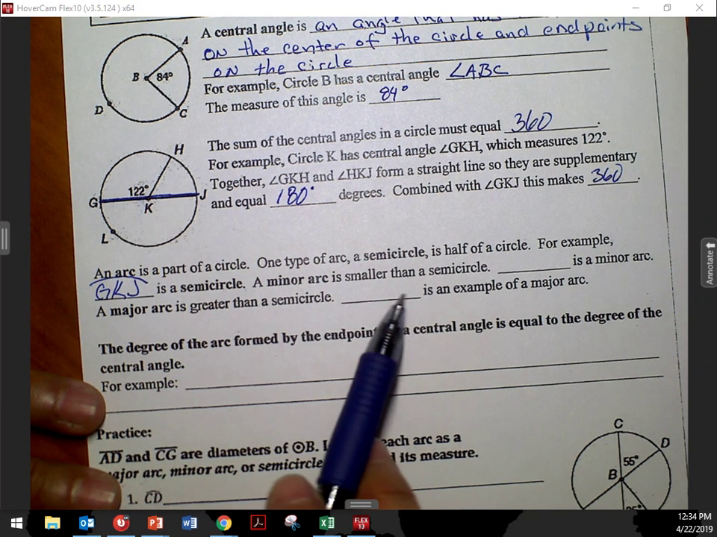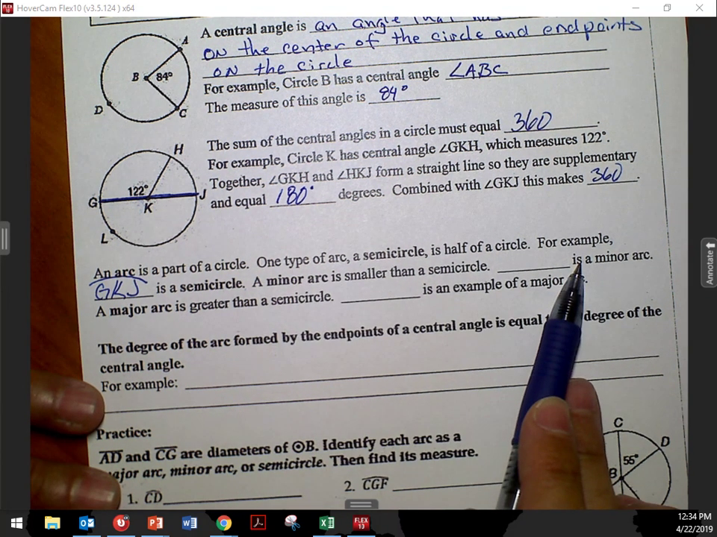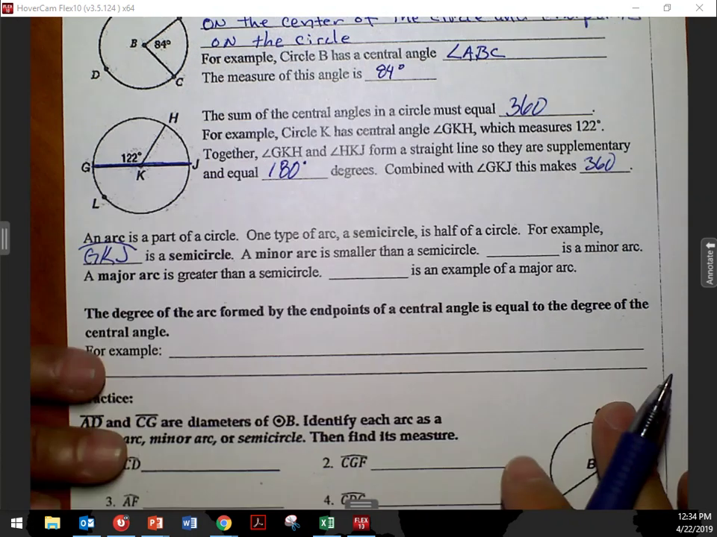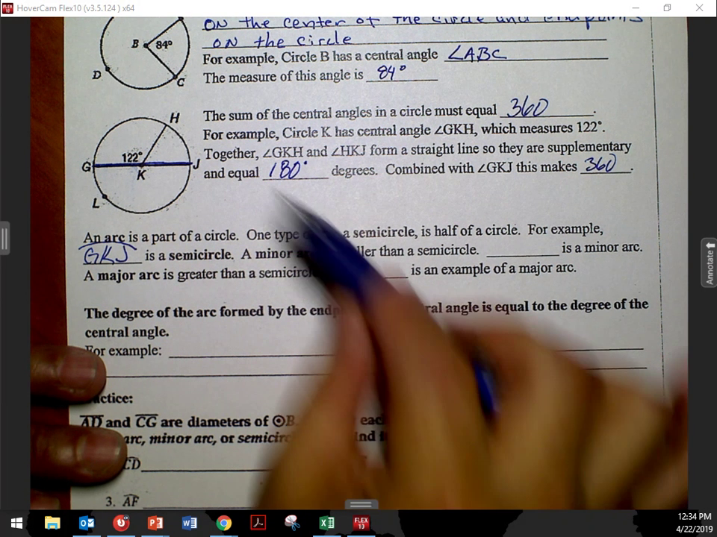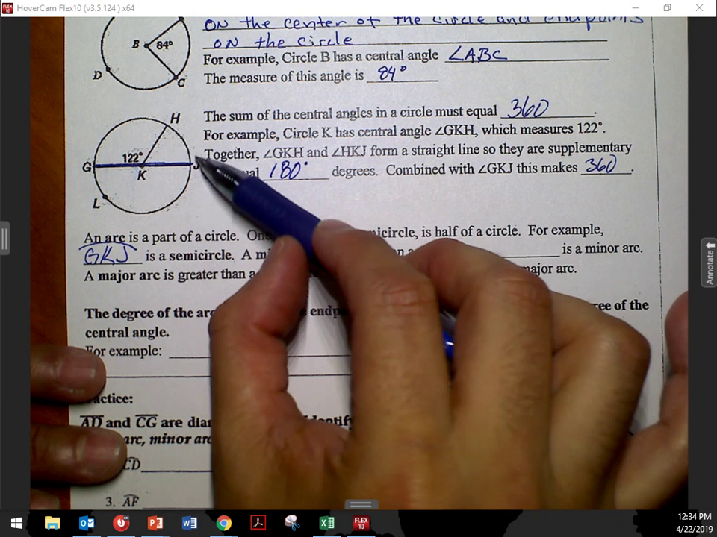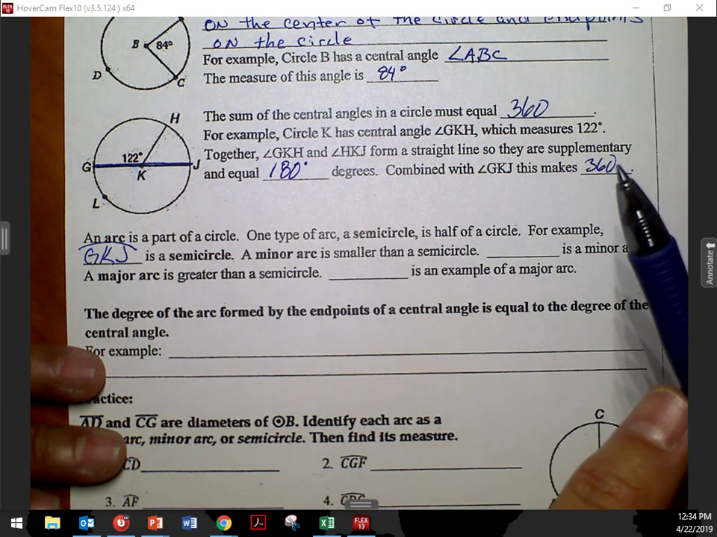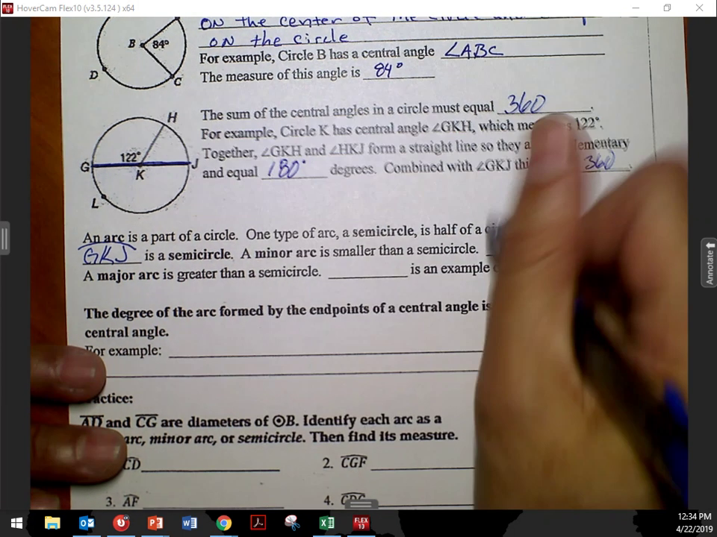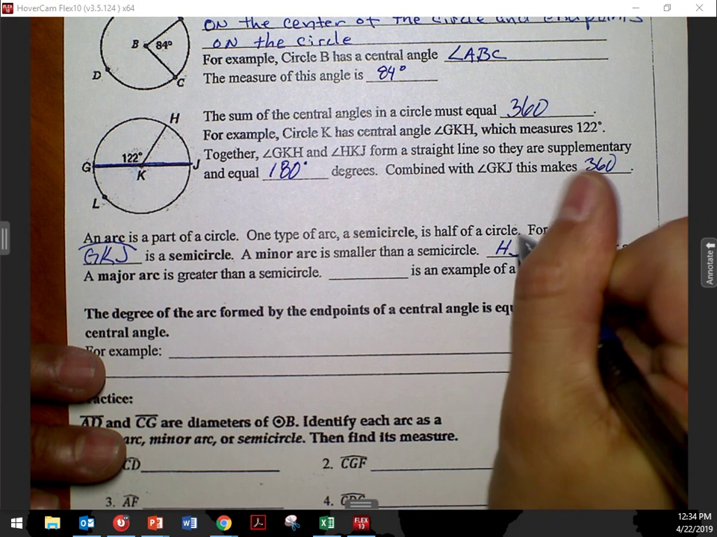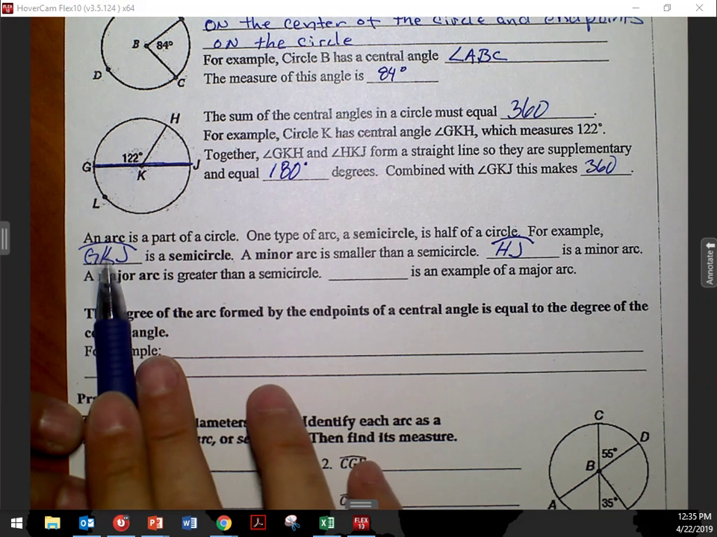Yep. A minor arc is smaller than a semicircle. Blank is a minor arc. What is a minor arc from up here? You only need 2 for this one. How about just HJ? So think of arcs as pizza crust. Arcs are the pizza crust. So HJ would be the minor arc. I know it's a minor arc because I'm using 2 letters. Major arcs and semicircles have 3.